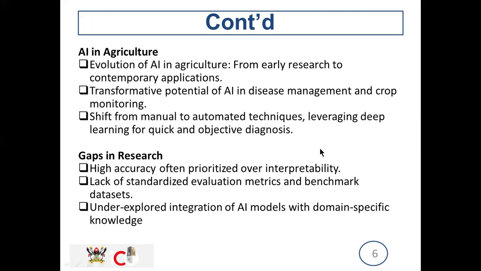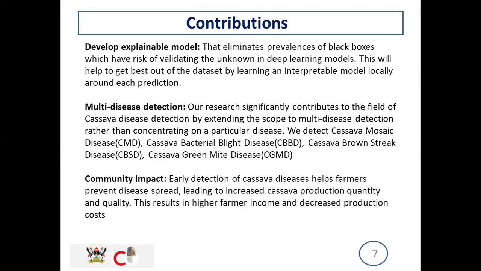Then we have gaps in AI. AI accuracy is often prioritized over interpretability. Many researchers have focused on how accurate the results are, forgetting interpretability, making it act like a black box, where you can see the disease but it does not explain to a farmer how the disease comes about and how to prevent it earlier. There is also a lack of standardized evaluation metrics and benchmarks, and underexplored integration of AI models with domain-specific knowledge. Next page.